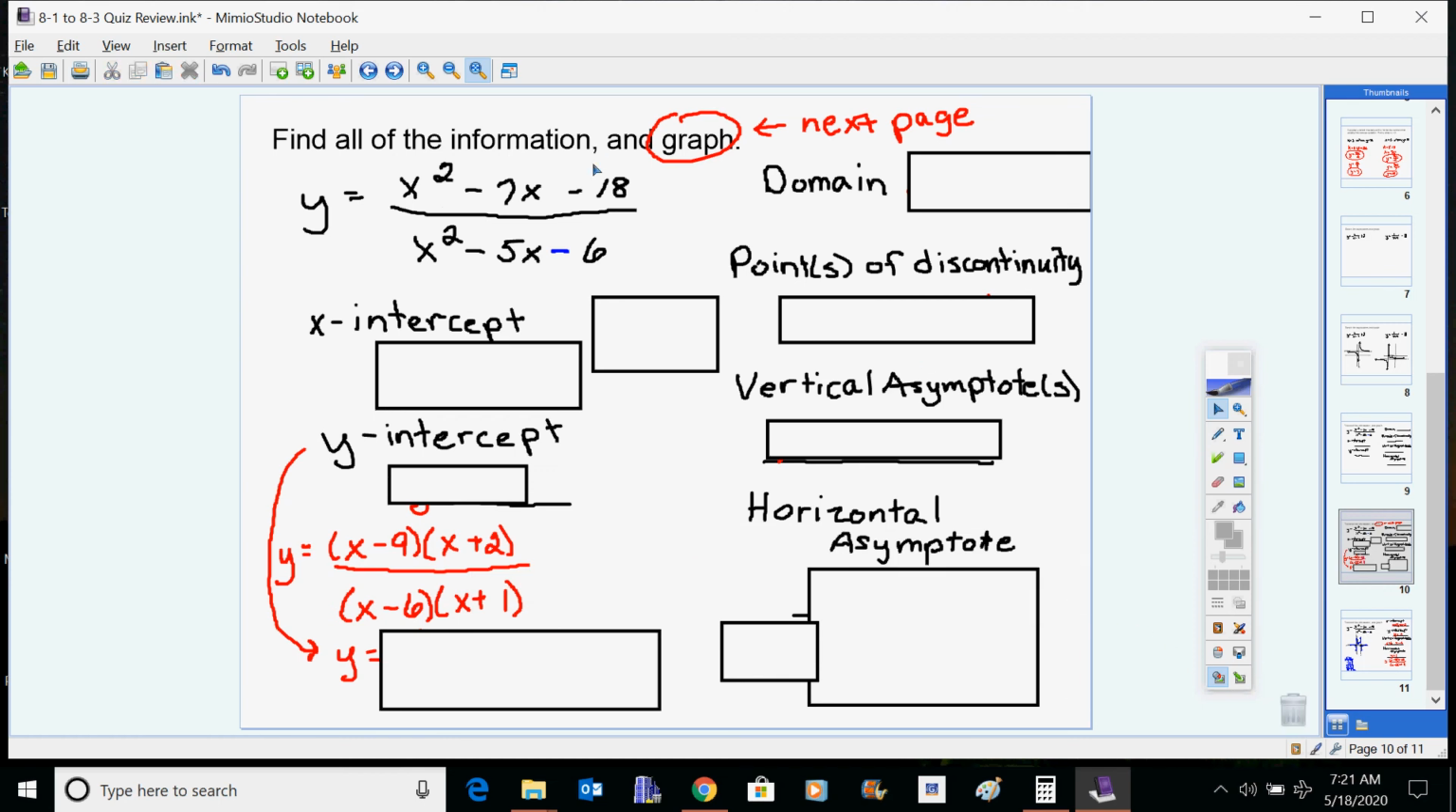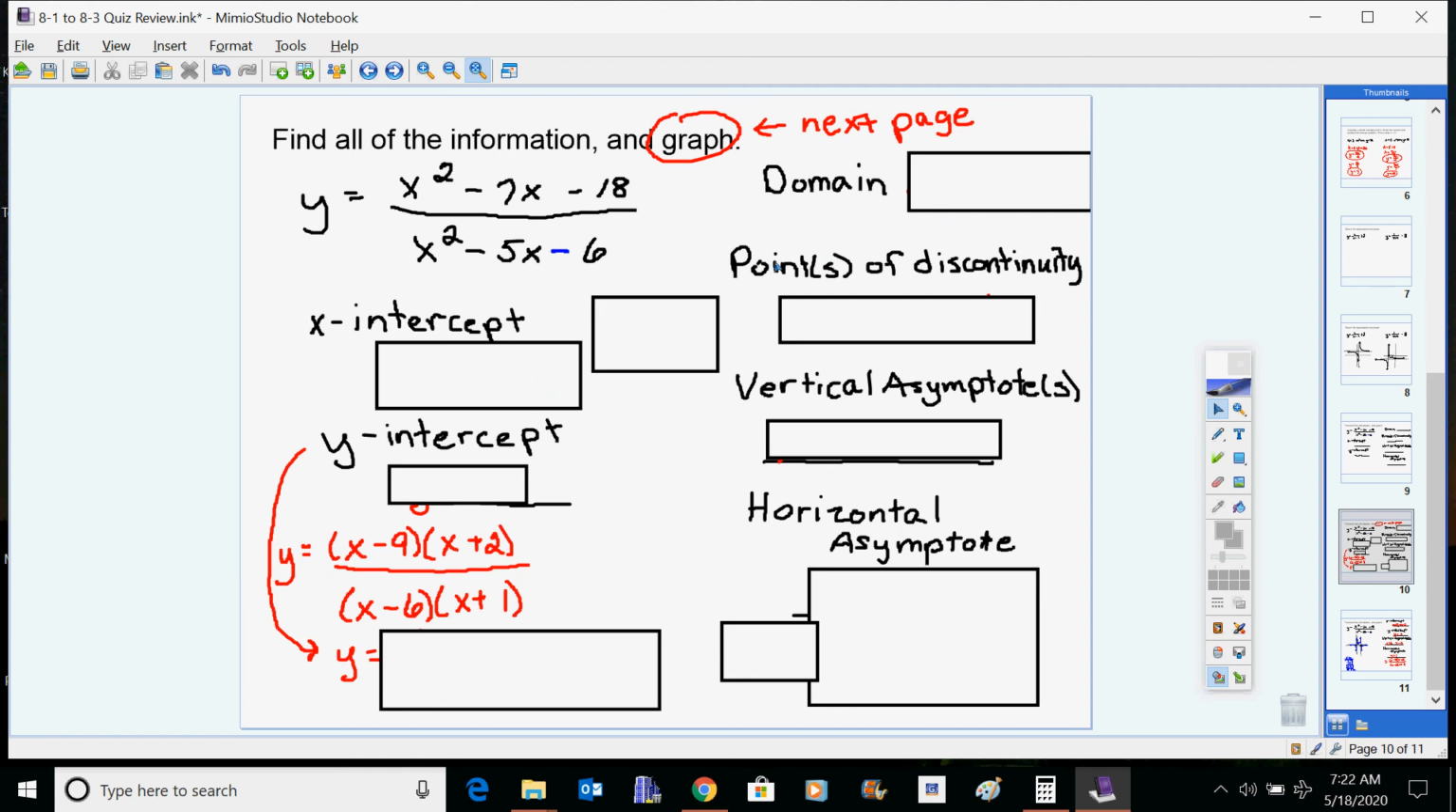For those that don't remember, what you're looking for is factors of negative 18 that, when you add them together, you get negative 7. So negative 9 and 2 give you that because they give you negative 18, and when you add the negative 9 and 2 you get negative 7. Same with the denominator. Factors of negative 6, when you add them together you get negative 5. So what we can do from that is we can figure out a whole bunch of different information.